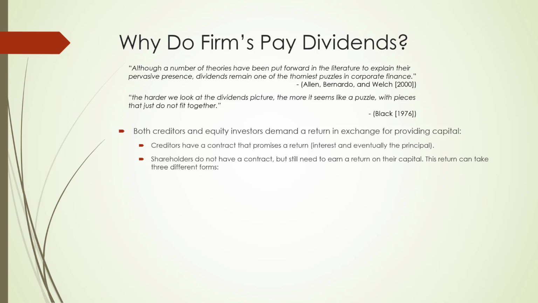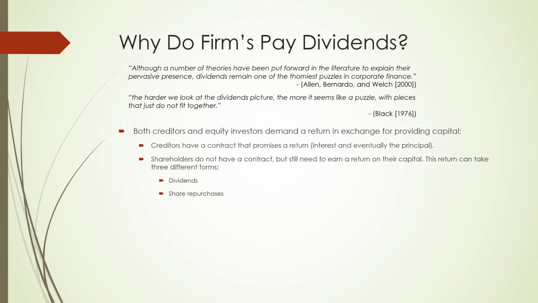Now, the shareholders do not have a contract, but of course, they still want a return on their capital, and so this return can take three different forms. First of all, it could be paid out as dividends. That is, the firm cuts a check to each of their shareholders, it sends it out, and the shareholders have their return. Or they could do share repurchases. In this case, the company goes into the open market and buys their shares, thus reducing the share count and therefore increasing the price of the stock.